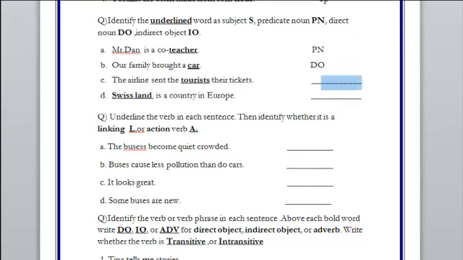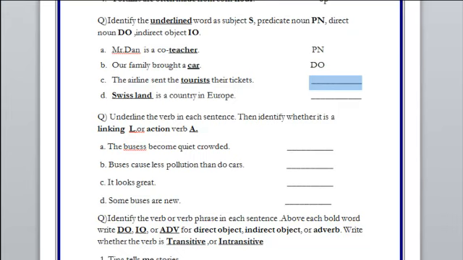Okay, and here the third one: The airline sent the tourists their tickets. Actually, I have a direct object and an indirect object in this sentence. So let's start with the verb. It's an action verb in the past tense. So this is send, sent.